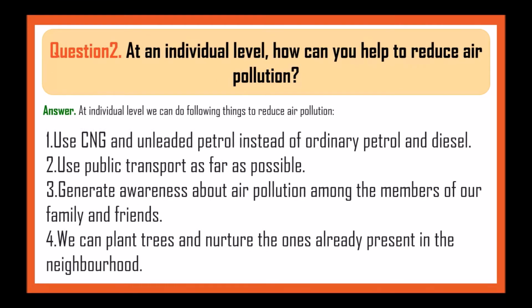Next question, at an individual level, how can you help to reduce pollution? Use CNG and unleaded petrol instead of ordinary petrol and diesel. Use public transport as far as possible. Generate awareness about air pollution among the members of our families and friends. We can plant trees and nurture the ones already present in the neighborhood. So these are the ways to reduce air pollution.